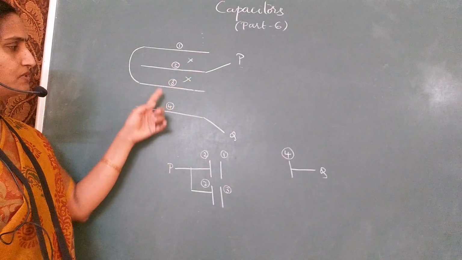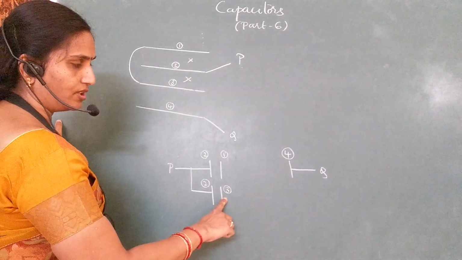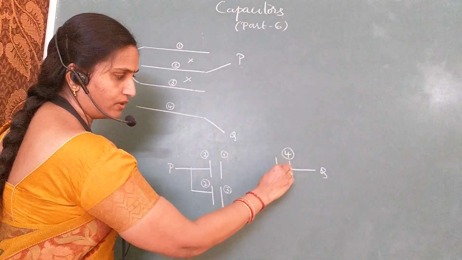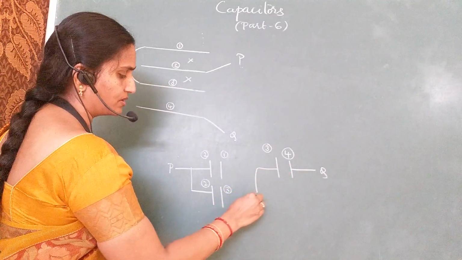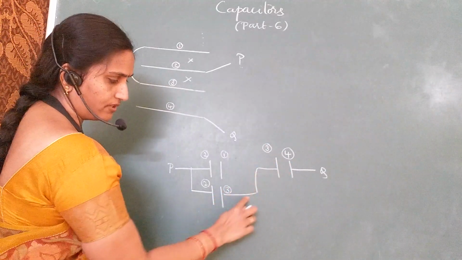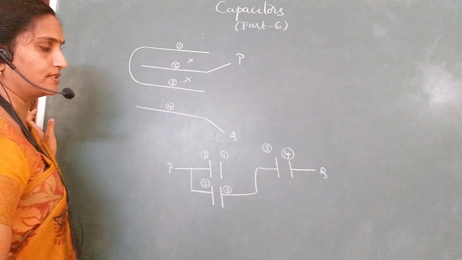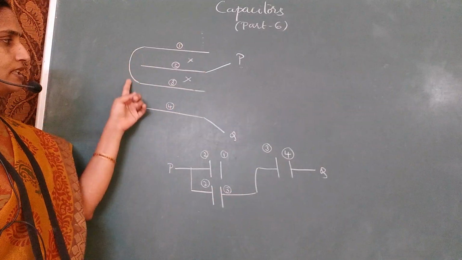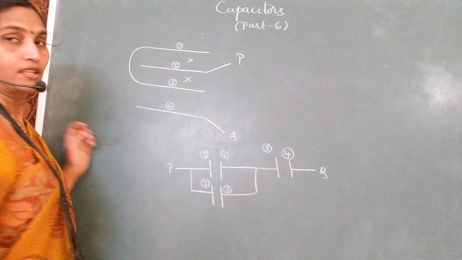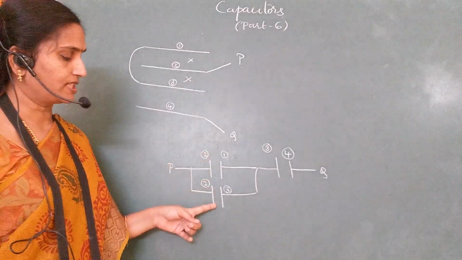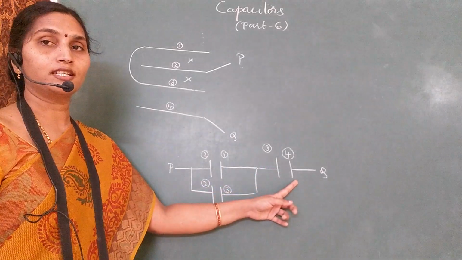Now the last one is between 3 and 4. See, 3 is here and 4 is here. So I will make one more plate, name it as 3. Join this 3 with this 3, because they are of same potential. Now 1 is connected to 3, last step. Join 1 and 3. Now look at this arrangement. We have 2 capacitors in parallel followed by series combination.